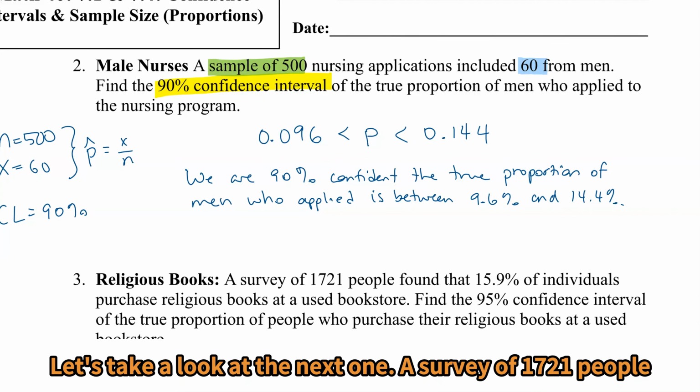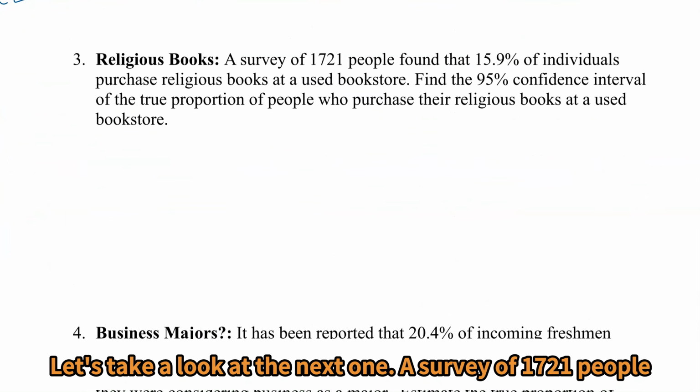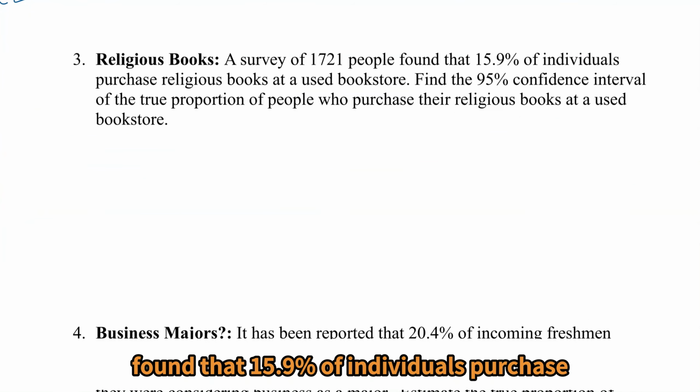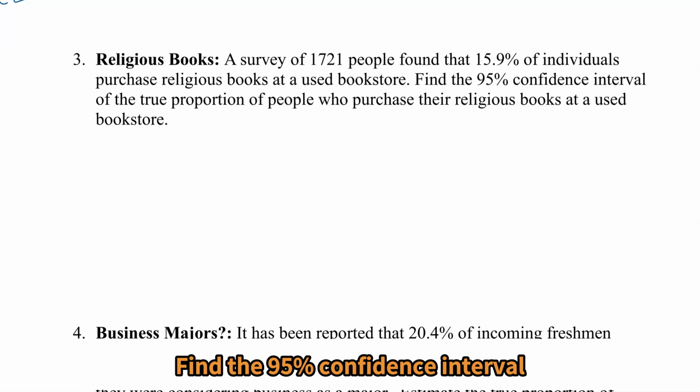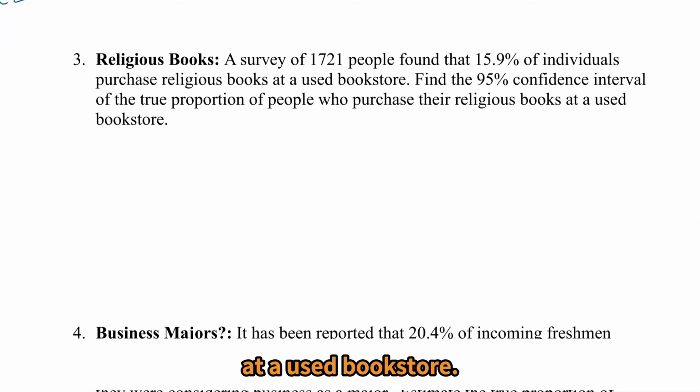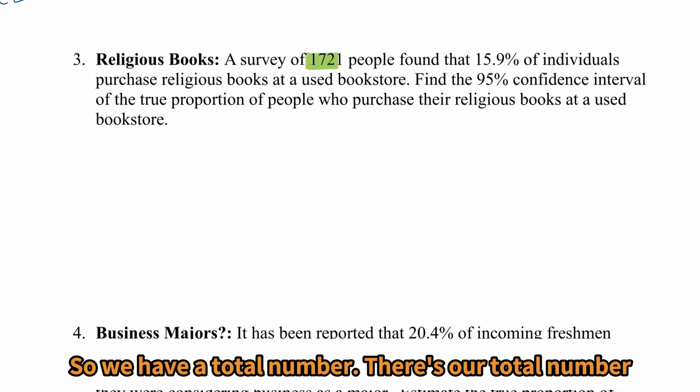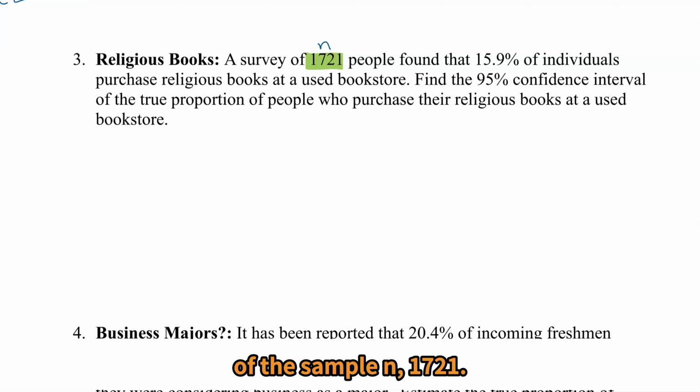Let's take a look at the next one. A survey of 1,721 people found that 15.9% of individuals purchased religious books at a used bookstore. Find the 95% confidence interval of the true proportion of people who purchase their religious books at a used bookstore. So we have a total number. There's our total number of the sample, n, 1721.